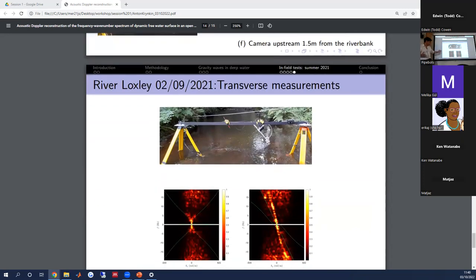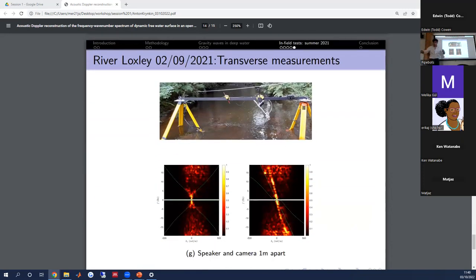Then we said, okay, what if we set it across the river? So we set it across the river and did exactly the same, and it works again. But now the difference is, remember, this is the flow direction wave number, this is the spanwise direction wave number. They swap now.